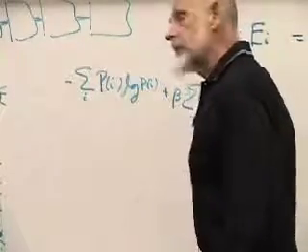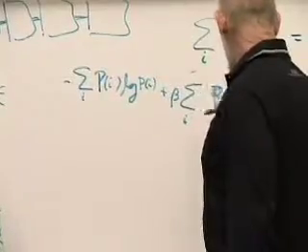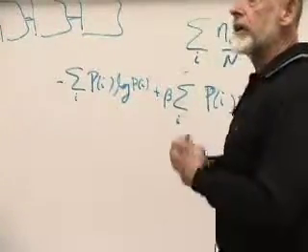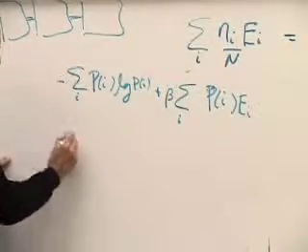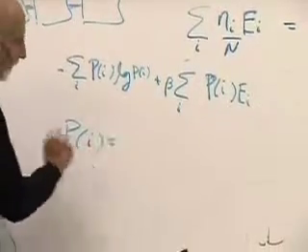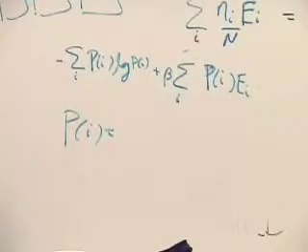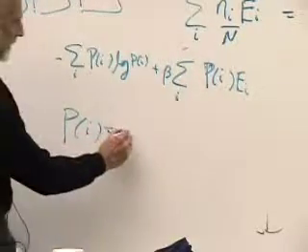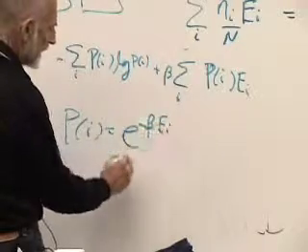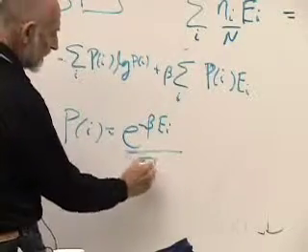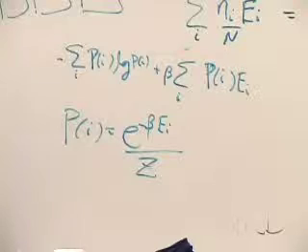We want to maximize the entropy subject to the constraint of a given energy, and if you remember, we went through it, it gave us that P sub i is equal to e to the minus beta E sub i divided by Z. Z is just there to make the total probability add up to 1. Right? That's the probability of being in the ith state.